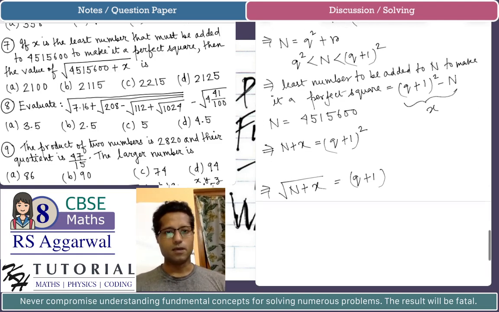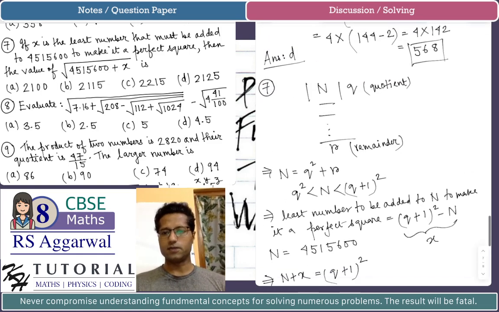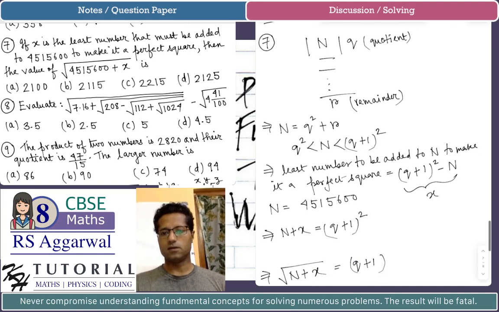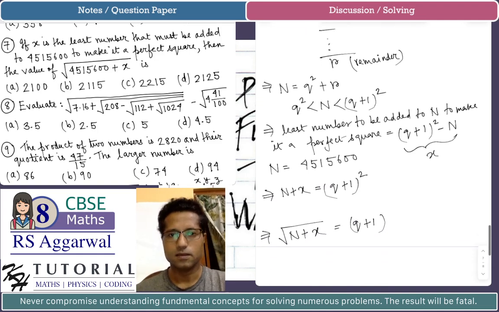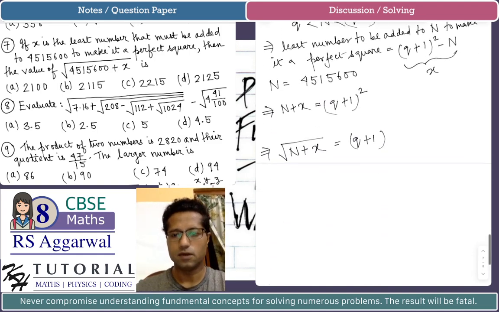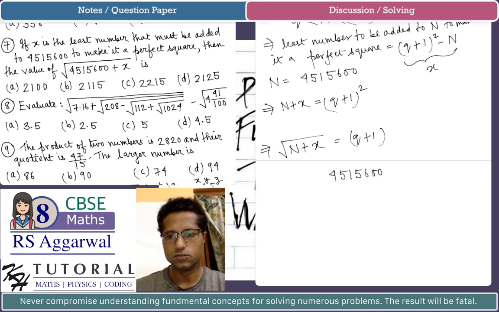So in the problem, what we have to find is q, just q. And what is q? Q is nothing but the quotient of finding the square root of n using the long division method. So we have to find the square root of the given number 4515600 using the long division method, and whatever the quotient will be, that plus 1 will be the answer.